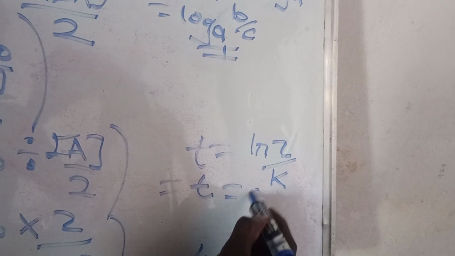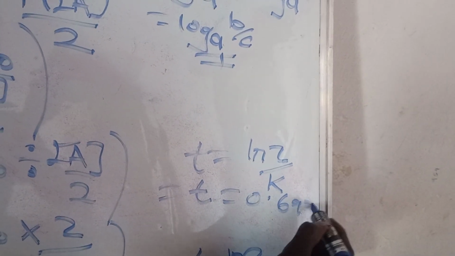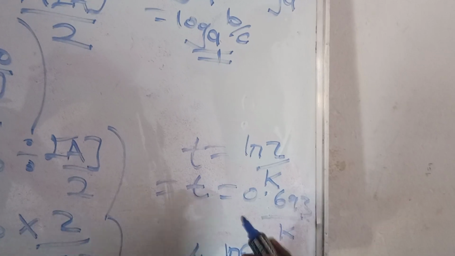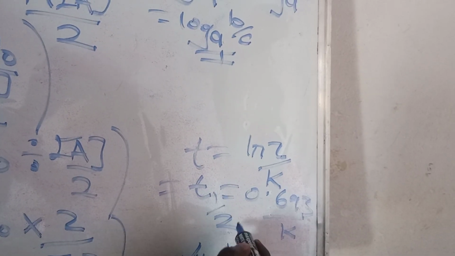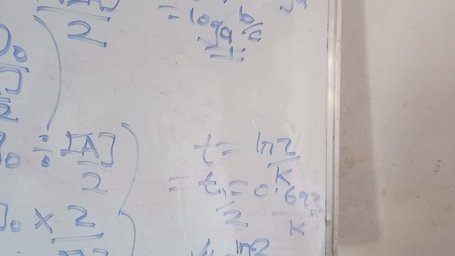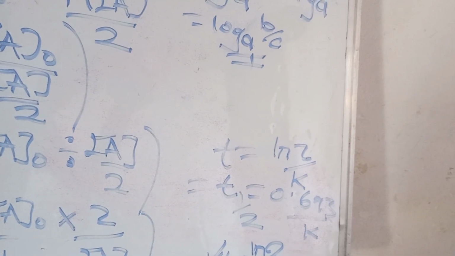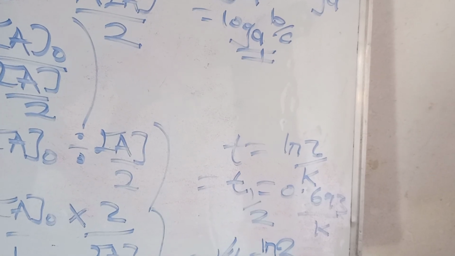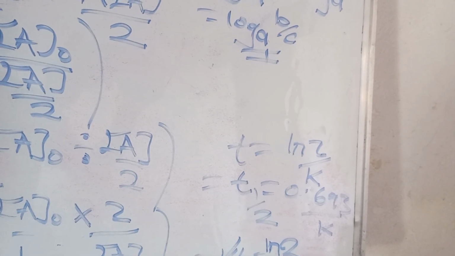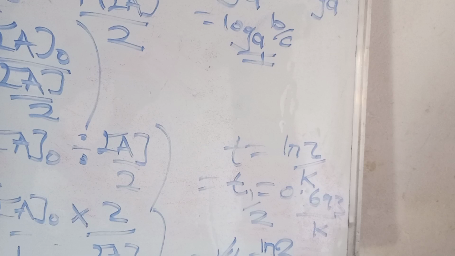Now, if you try to punch on your calculator, what is ln of 2? It is 0.693 over what? K. And half-life is represented with t 1 over 2. So hence, that is the formula of half-life in first order of the reaction that you're supposed to know how to derive, but you're not supposed to memorize.